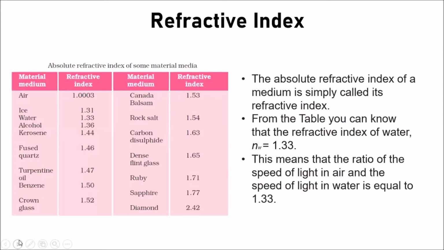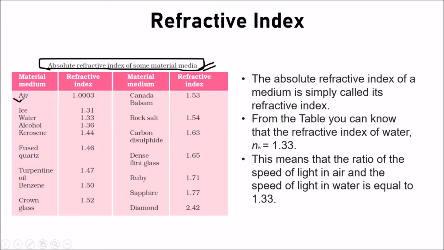Now, if it is any medium other than air or vacuum, then it is called relative refractive index. This absolute and relative is not mentioned in the textbook, but we need to understand and know it also. In the textbook, there's a table which talks about refractive indexes, and all these refractive indexes are basically absolute refractive indexes, which means they are with respect to air or vacuum.